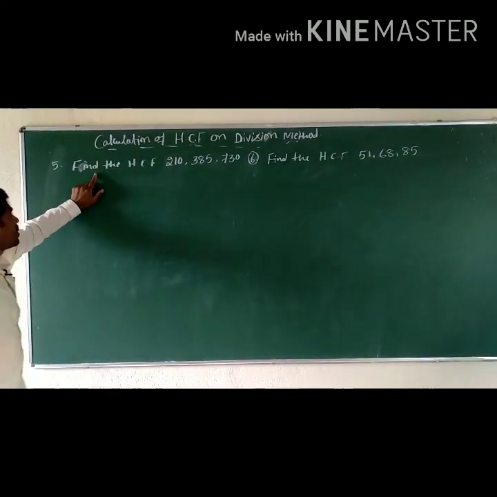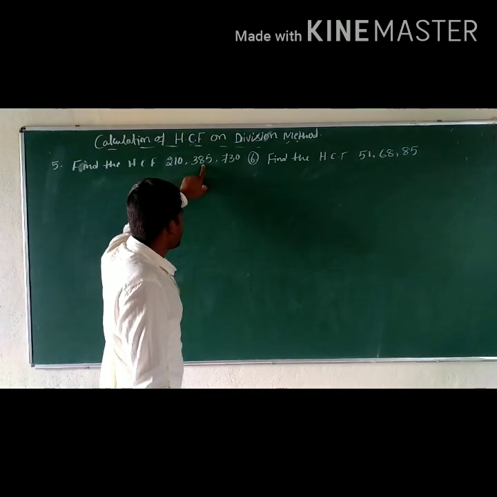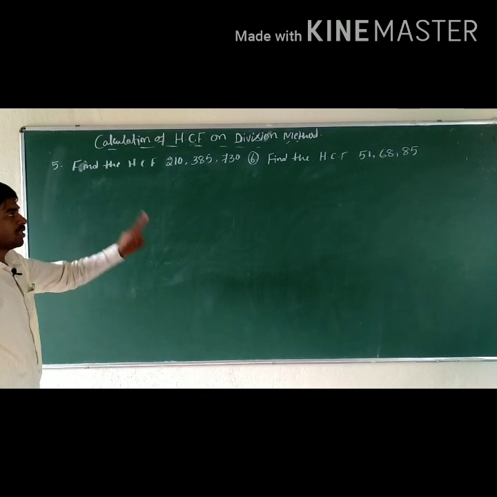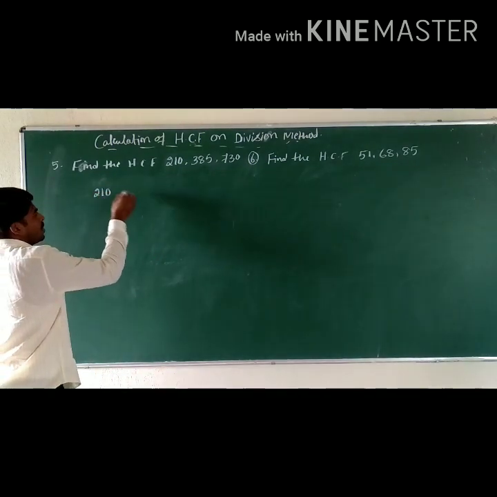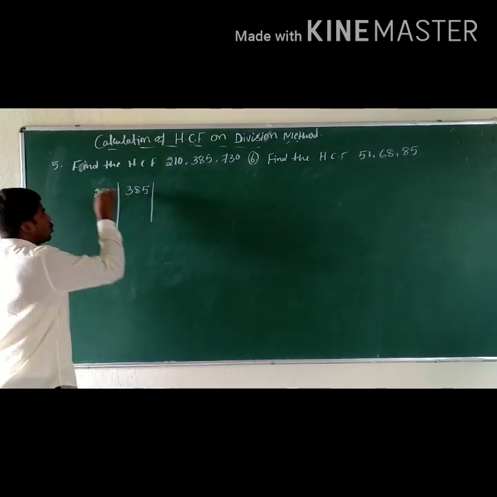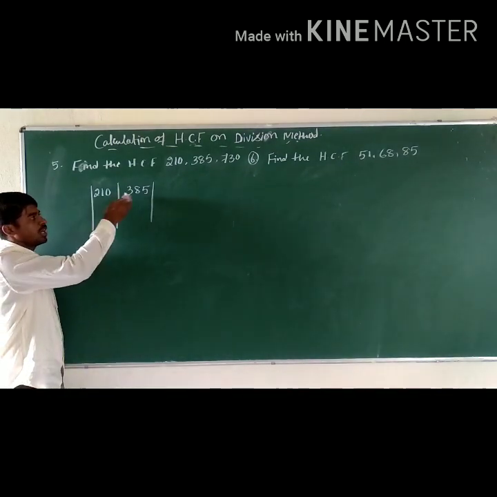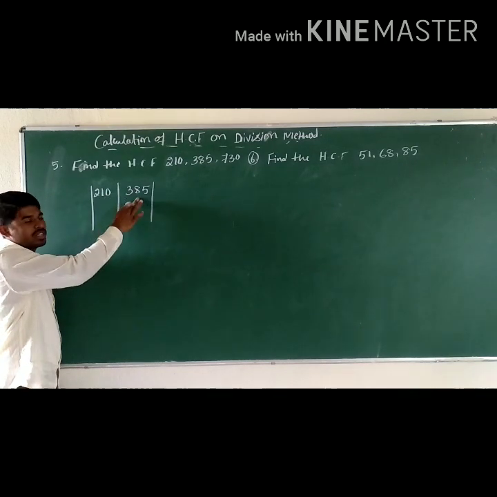Let's see the fifth problem. Find the HCF of 210, 385 and 730. Now we calculate the HCF in the division method. First we take two values, 210 and 385. First we have to identify the lowest value. The lowest value is 210, the highest value is 385. With the help of the lowest value, we divide the highest value.